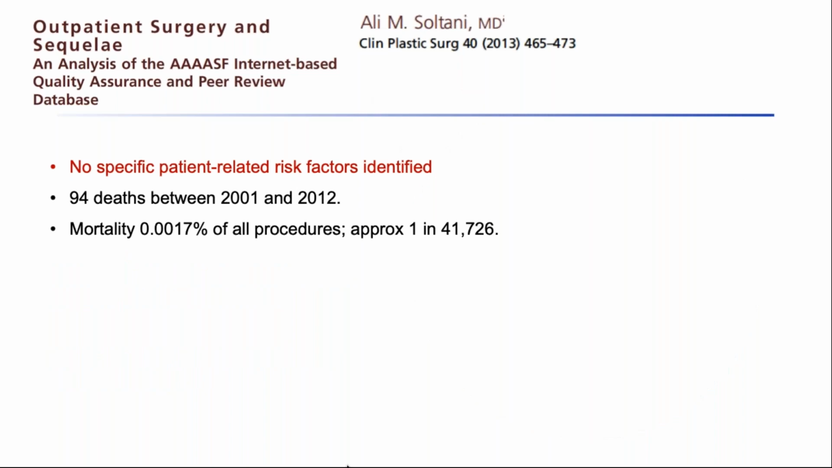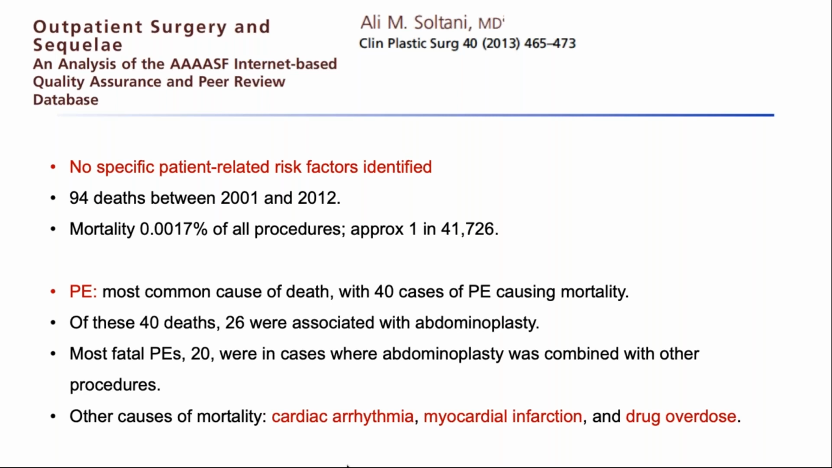But in this study, a pretty large study clearly, no specific patient-related risk factors were identified, and there were some deaths reported. And again, PE was the most common cause of death. And really not much we can ascertain from this study in terms of any specific contributing factors.